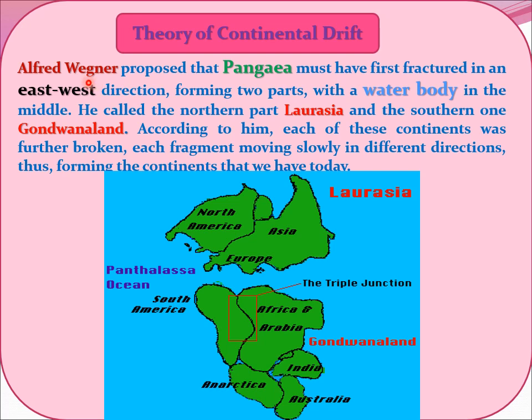Alfred Wegener proposed that Pangaea must have firstly fractured in an east-west direction. Kara east fi kara west ti addan deemte turte. Lafti kun forming two parties, party Laurasia fi party Gondwana landii kan taate. The two parties with a water body in the middle.